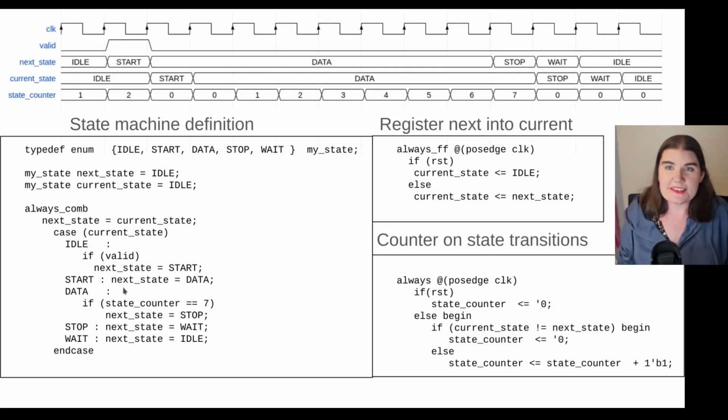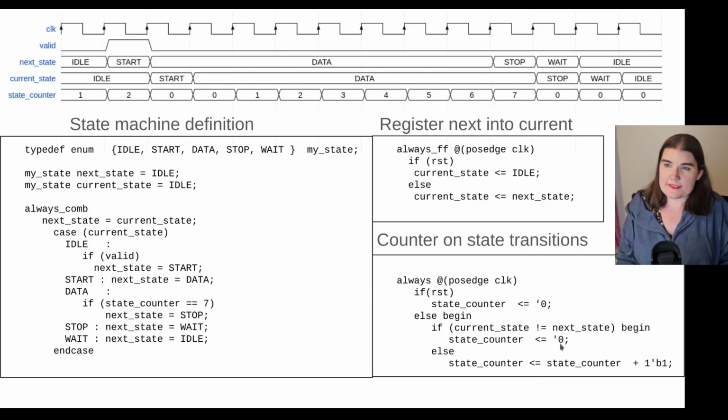And so this is basically everything. These are the 3 parts, the 3 islands that make up my favorite state machine. We have the next state definition, we have registering the next state into the current state, and we have the resetting of the state counter.